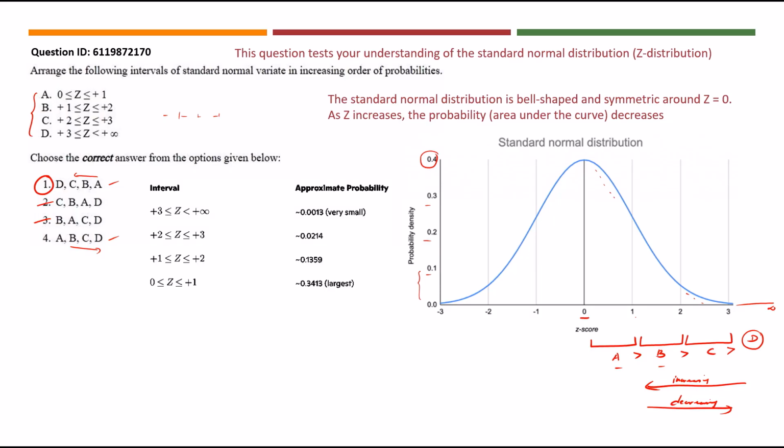Now I have taken the values of all these ranges. So just take the value. This is 0.1, this is 0.0 and this is 0.00. Then here between 0 and 1 it will be 0.3. So here this will be the decreasing order D, C, B, A. So only with this diagram you can get a better idea, because calculating the approximate probability is quite difficult.